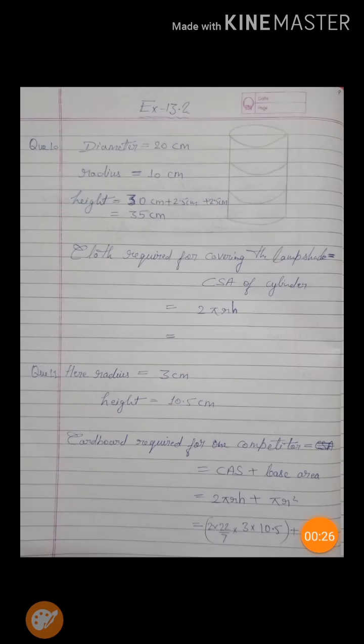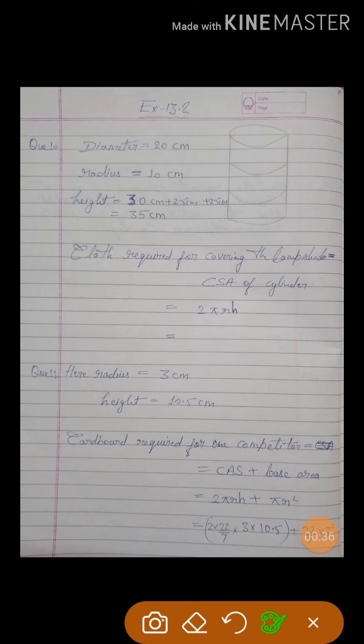Open your book and read the question. The figure I have already drawn. This is the figure that you see, the frame of a lampshade. It is a lampshade and it is to be covered with a decorative cloth. The frame has a base diameter 20 centimeter and height 30 centimeter. A margin of 2.5 centimeter is to be given for folding it over the top and bottom of the frame. So find how much cloth is required for covering the lampshade.